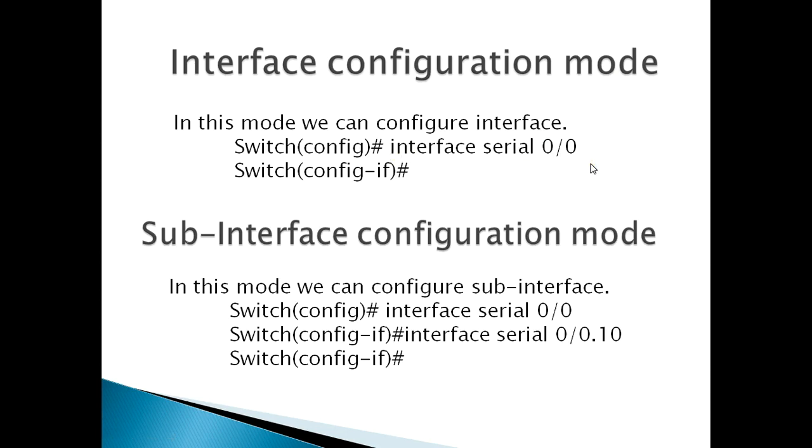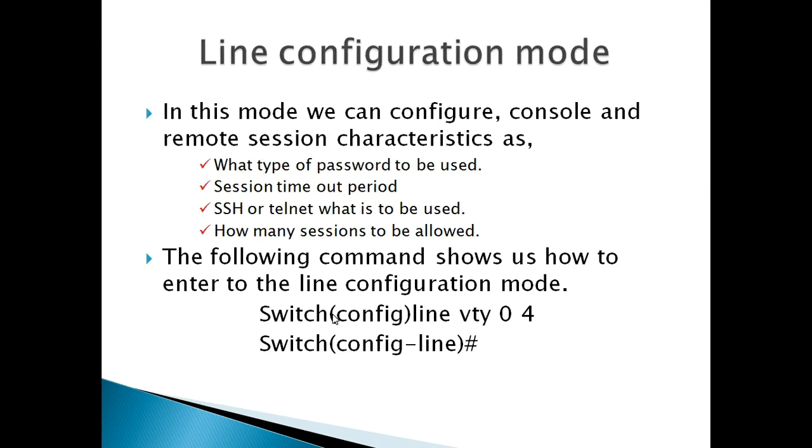Suppose you don't want the main interface to be configured, you need a sub interface to be configured, then this is the place where the sub interface configuration mode takes place. You need to enter this and then type interface serial 0/0.10. Even if you have already configured the main interface, you don't even need to type it. You can directly type in the global configuration mode interface serial 0/0.10, and it will directly go into the sub interface mode. That's it about this.